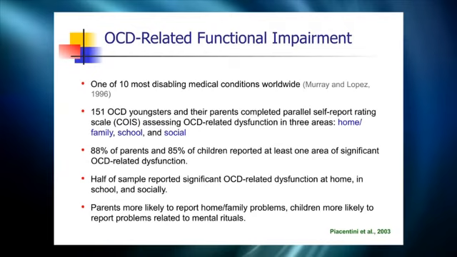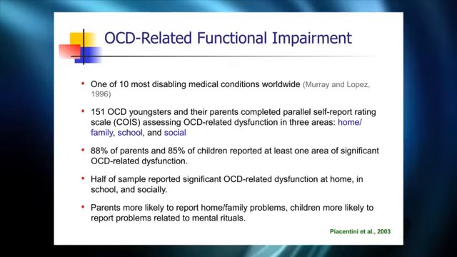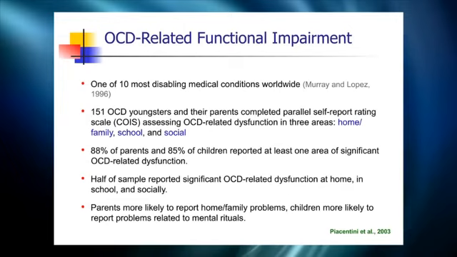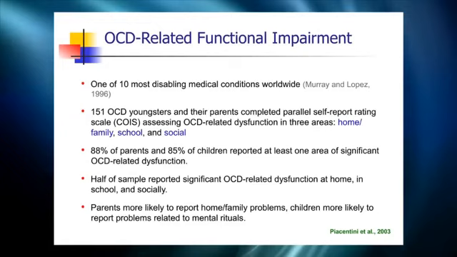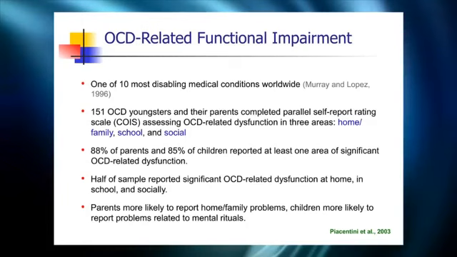I think the thing that was the most interesting to us is that this measure, as initially conceived, assessed impairment in three functional domains: home family functioning, school functioning, and social functioning. And we found that half of the kids that we assessed reported significant dysfunction across all three of these domains. So typically when OCD does lead to problematic functioning, it does so across multiple, if not all, aspects of the child's life.